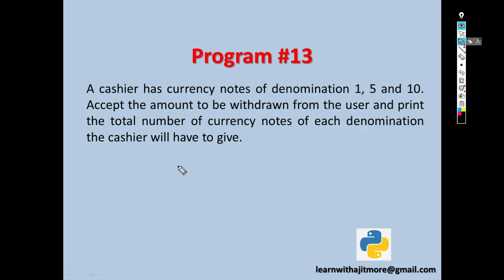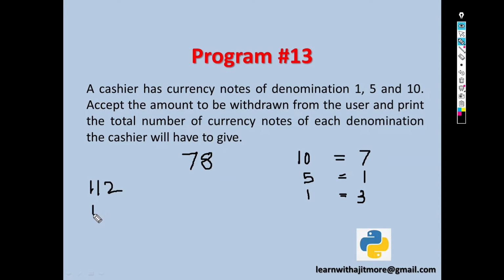Getting? Like, for example, if the person is asking for 78 rupees, so 78 rupees, the 10 rupee 7 notes that person will get, right? 5 rupee 1 note, I hope you're understanding, and 1 rupee 3 notes, means last 3 notes will be of 1 rupee each.